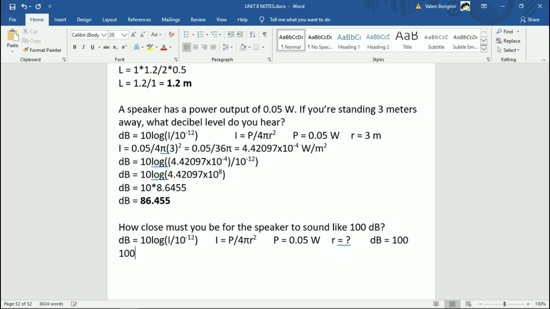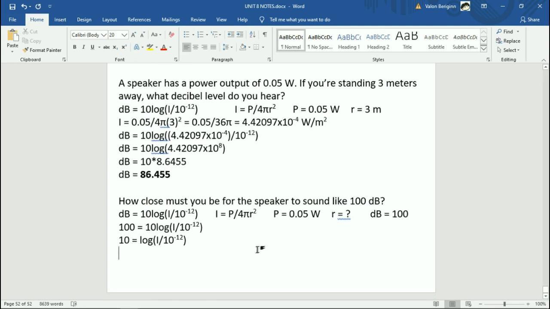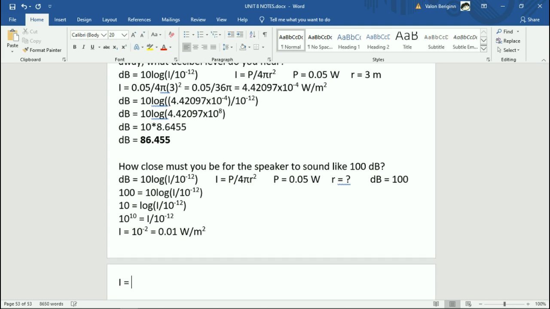So we have 100 equals 10 log I divided by 10 to the negative 12. Okay, so 100 divided by 10 equals 10 log. To get rid of the log, whatever is inside of the log is equal to 10 to this. So this becomes 10 to the 10 equals I divided by 10 to the negative 12. And so then you're multiplying. For this to work, I has to equal 10 to the, or no, to the negative 2, sorry, because if you multiply 10 to the 10 times 10 to the negative 12, so 10 minus 12, yeah, 10 to the negative 2. Okay, so that's your intensity. So then this is going to go into here, in your intensity, so you have 0.01.